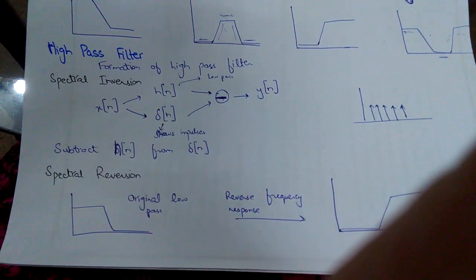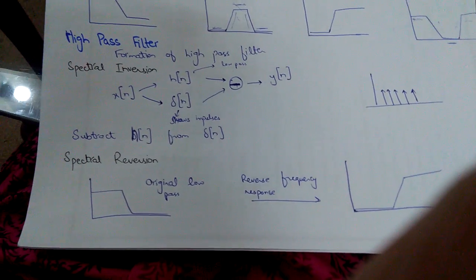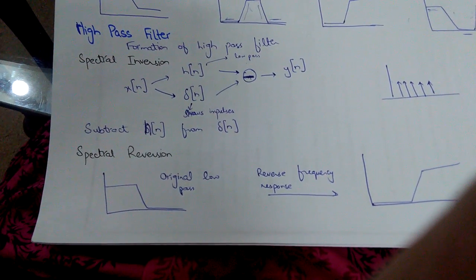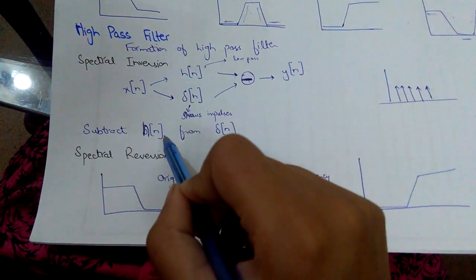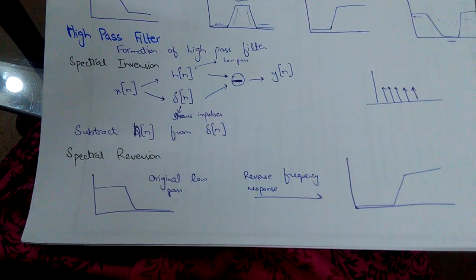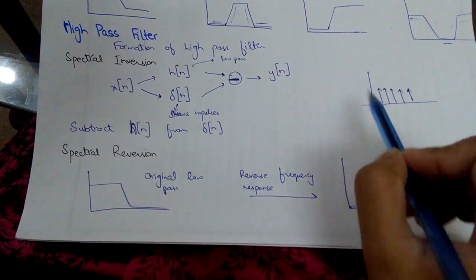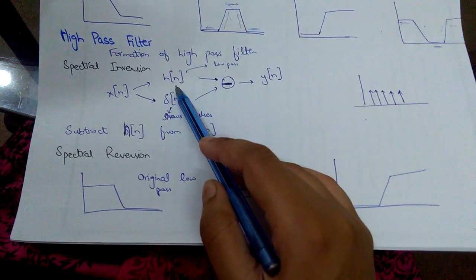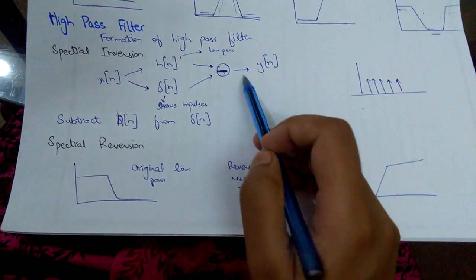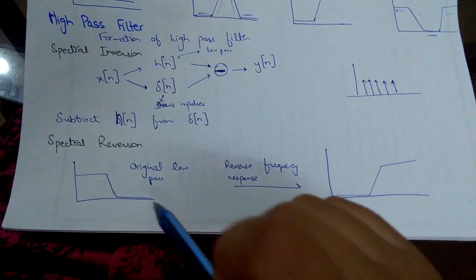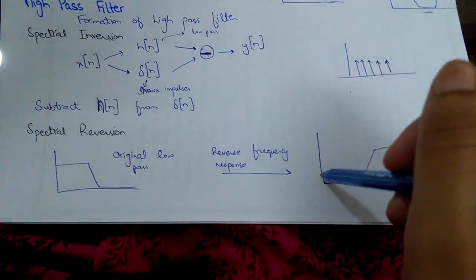High pass filter. Formation of a high pass filter. How can we form a high pass filter? By two methods. What are these methods? Spectral inversion and spectral reversal. If we subtract h[n] from s[n], we get a high pass filter. How? If s[n] is an impulse train and we subtract the low pass response, then we get the high pass. And the second method is spectral reversal. The original low pass filter is passed and then the frequency is reversed, and the high pass filter is obtained.